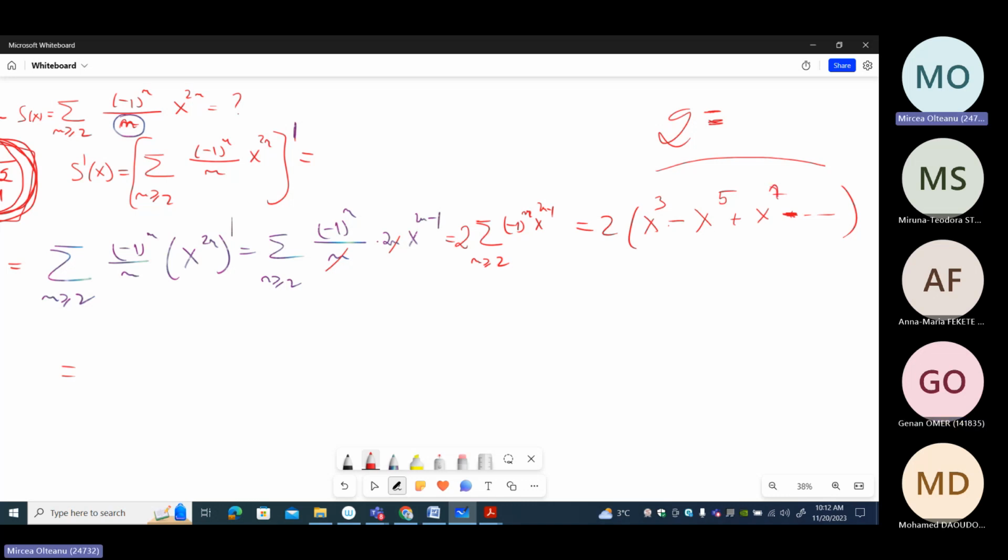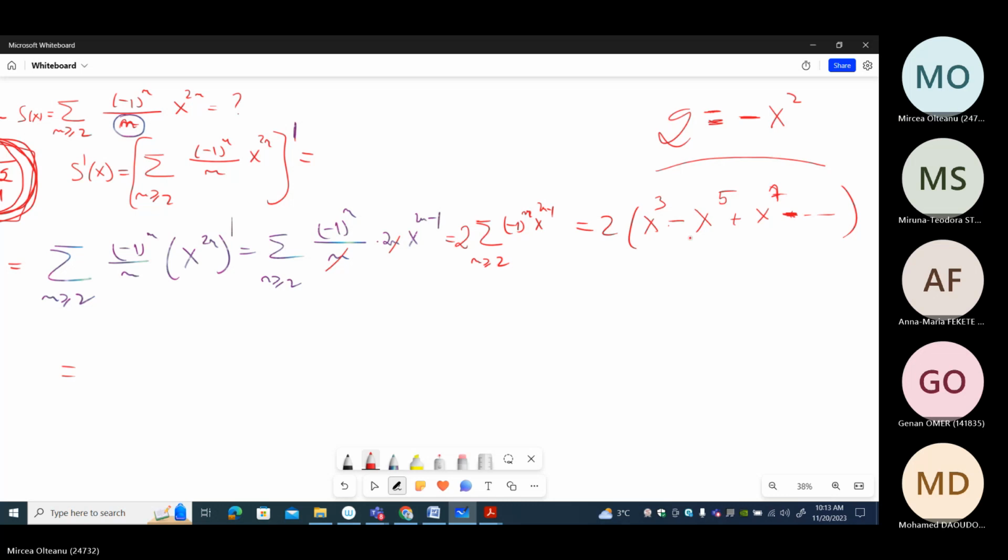X squared. Minus x squared. If it would be x squared, the second term would be plus x at 5. Yes, the ratio is negative x squared. Okay, and now we know the sum of this series. It can be done in 2 different ways.